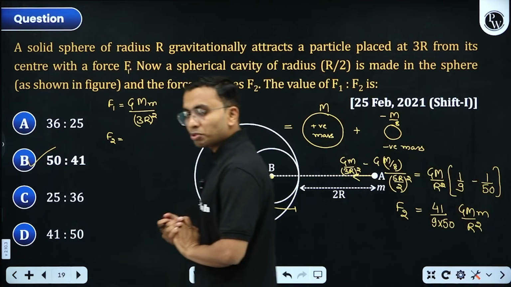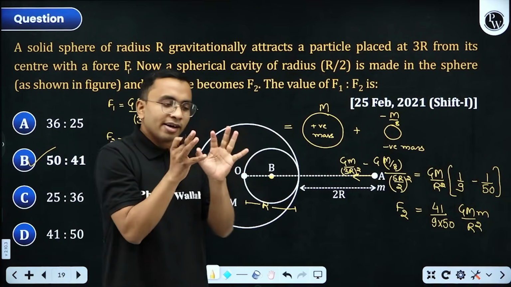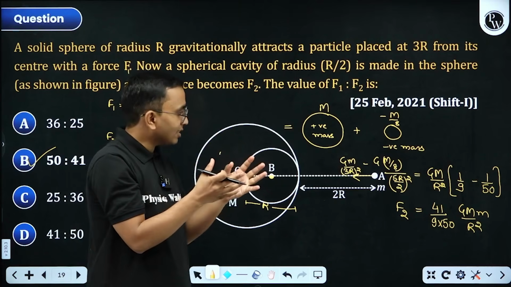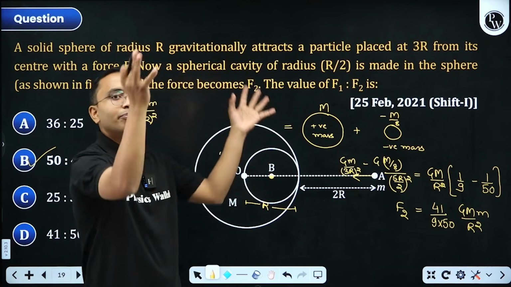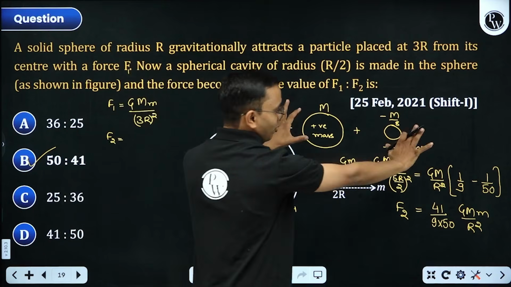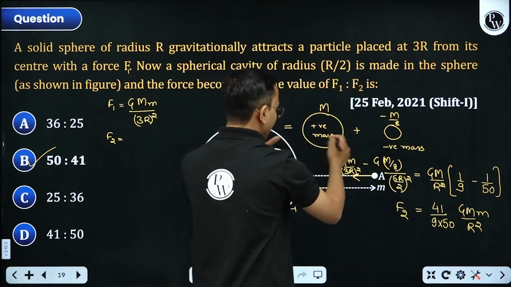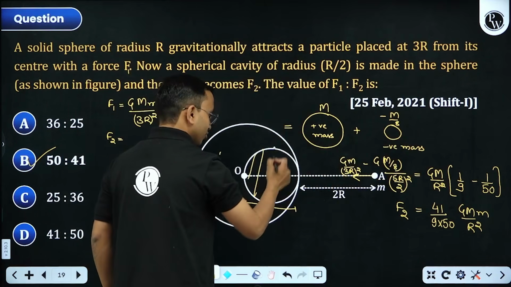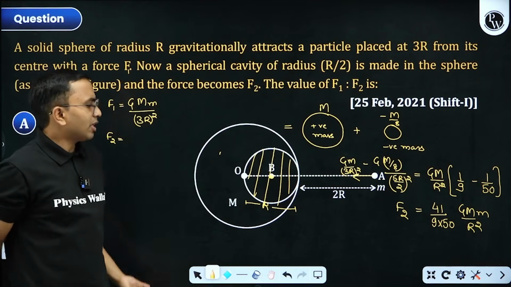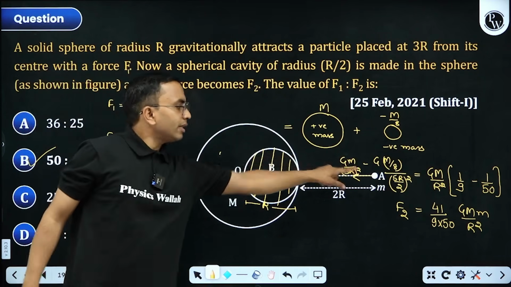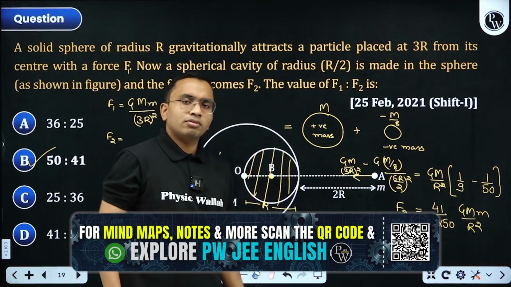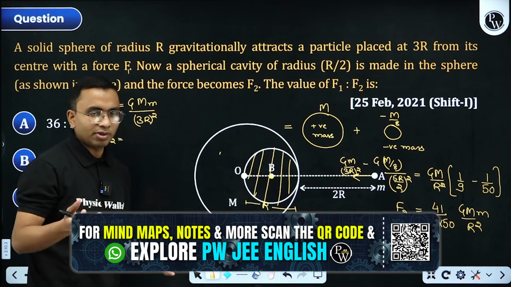So use superposition. When some part is removed, consider that part to be of negative mass with the complete portion having positive mass. So when you superpose that, it will become the complete one with this portion removed. It's the same thing: I need to write the field at that point, I'll write the field due to the complete portion minus the field due to this removed portion.